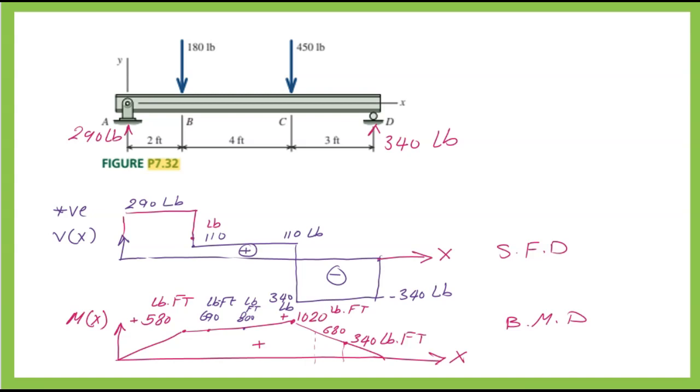In the next slide, based on the information and estimations, two sketches for both V of x and M of x are drawn. We have a drop in shear value at x equal to 2 and also at x equal to 6. We have positive and negative values in the shear force diagram. The positive values are drawn above the datum line, while the negative values are drawn below the datum line. All the values of M of x are positive. It is drawn above the datum line.